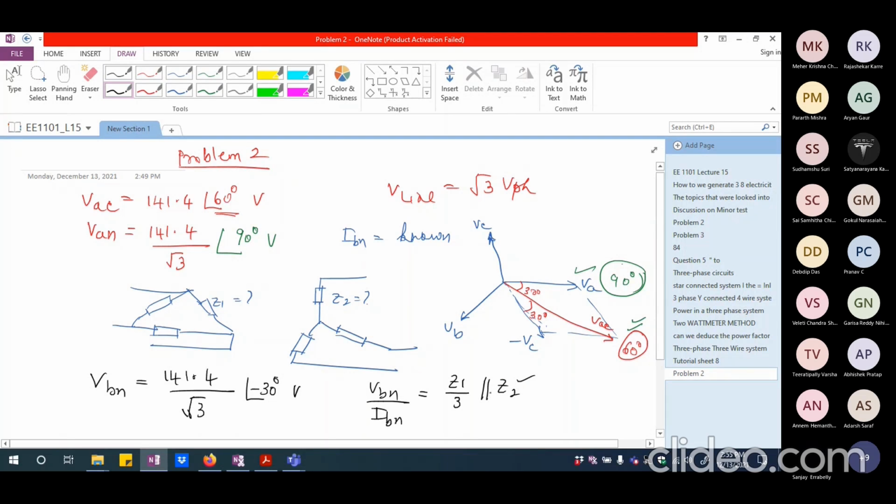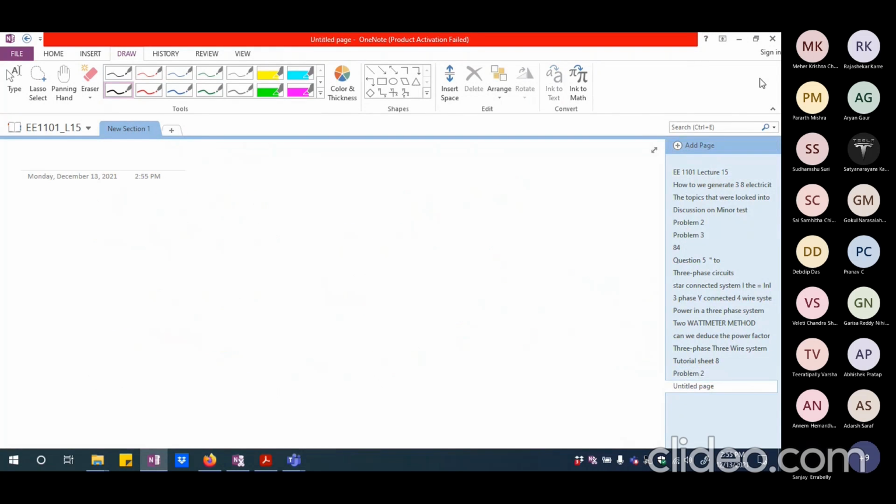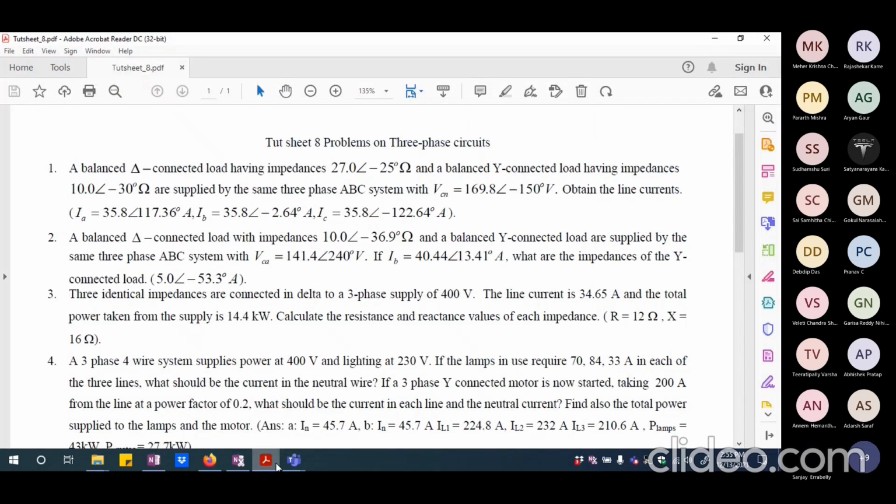Any questions? So if this is clear, let us go to problem number 3. So let me read out first of all problem number 3. 3 identical impedances are connected in delta to supply a 3-phase supply of 400 volts. The line current is 34.65 ampere and the total power taken from the supply is 14.4 kilowatt. Calculate the resistance and reactance values of each impedance.